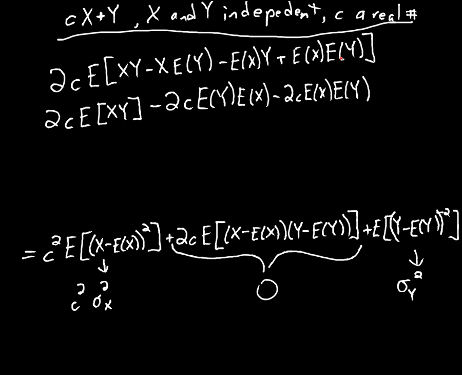And then this is just a constant times a constant, so it is a constant. The expectation of a constant is that constant. So we'll have plus 2c expectation of x, sorry to have to cram this in here, expectation of y.